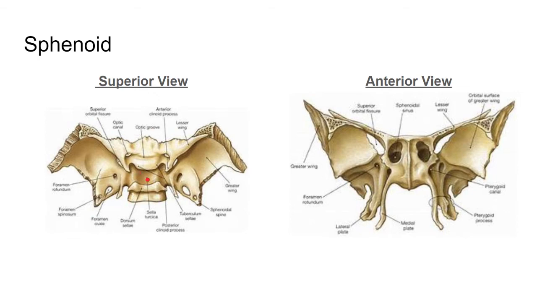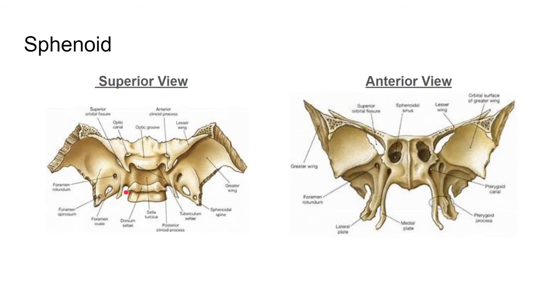This is within the cranial cavity. You have these things right here called the anterior clinoid processes. This kind of anchors the brain down. The front portion of the brain is anchored to the anterior clinoid processes of the sphenoid bone.